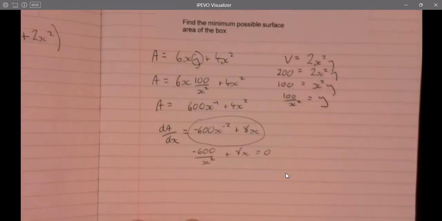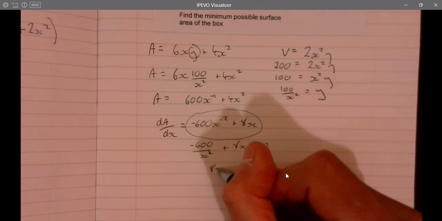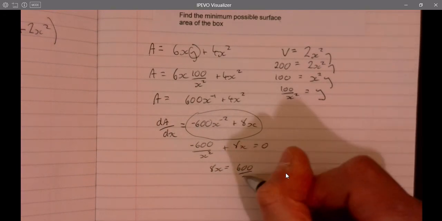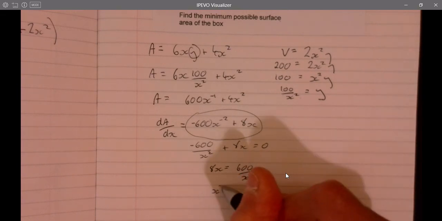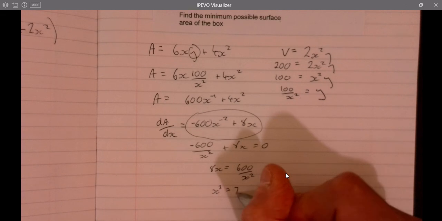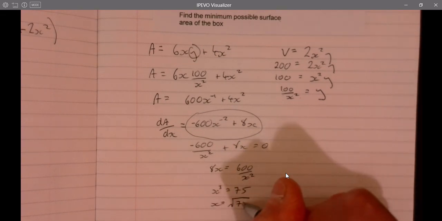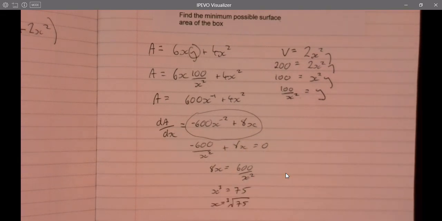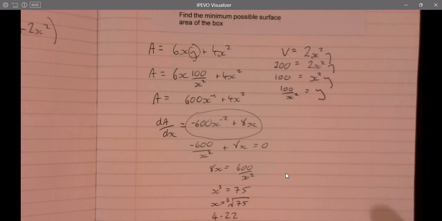Lots of different ways that you could go about doing this. Let's add this to both sides. That seems like a good idea. So 8x equals 600 over x squared. Multiply both sides by x squared. That becomes an x cubed. 600 divided by 8 is 75. So x equals the cube root of 75, which is 4.22 to 2 decimal places. Okay, if we need to write it like that.